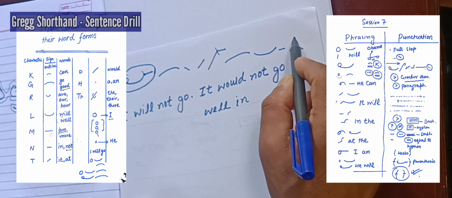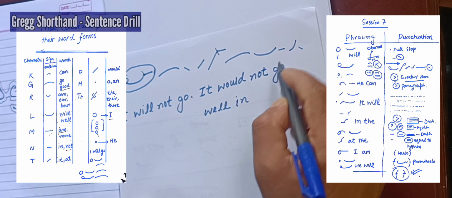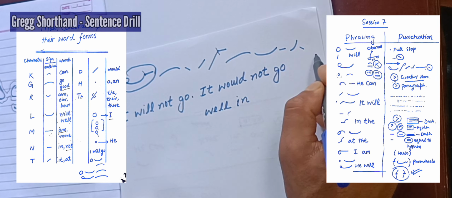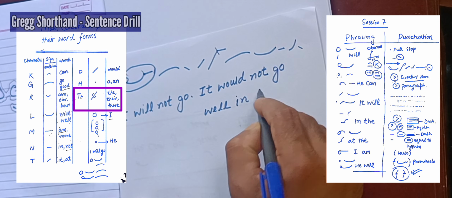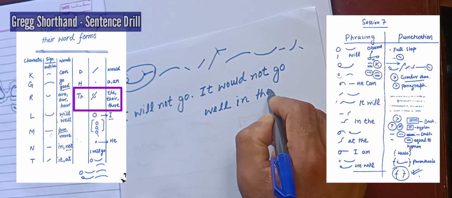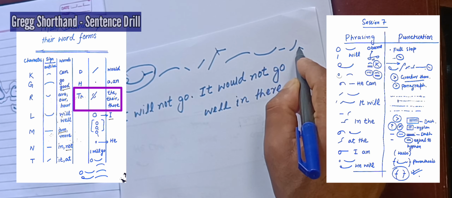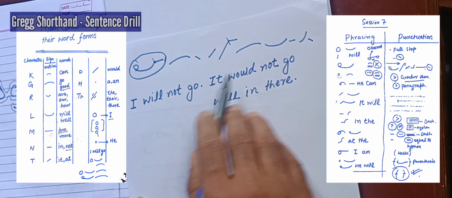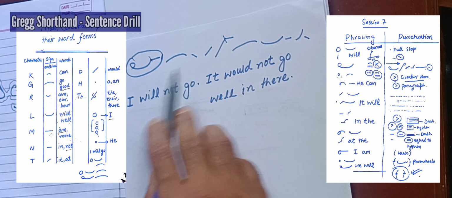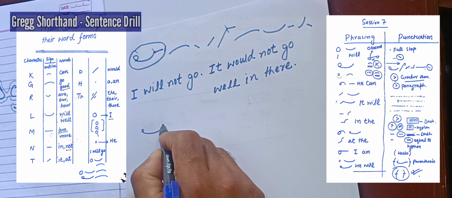In what? Then we have this one. This is either THERE there or THEIR there. So it would not go well in there. There. Okay. Then we have this punctuation mark. Okay, this one is solved. This one is decoded.